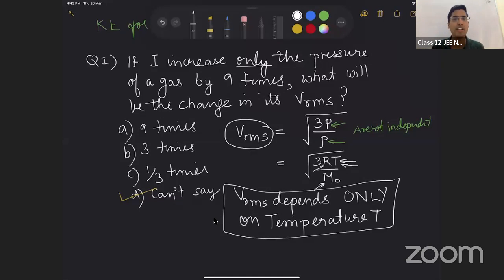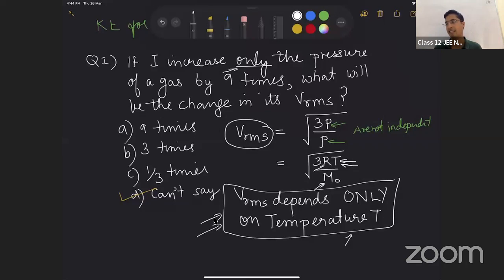Changing the pressure does not change VRMS because with pressure change, density also changes, right? So both P and rho will adjust themselves to keep it constant, as long as you don't touch the temperature. That's why I said only the pressure, right? That was a hint for you. As long as I change only the temperature, the VRMS will change. If I change only the pressure, nothing will happen. If I change only the density, nothing will happen because pressure and density will adjust each other and ensure that the VRMS remains constant. VRMS depends only on the temperature T. Right? Please take note of this. This is a very, very important concept.